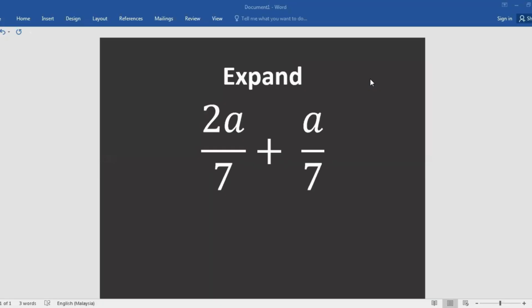See that? This time we are going to try fractional algebraic section. Okay, so the question is 2a over 7 plus a over 7. Maybe, how do you think what they are going to do?